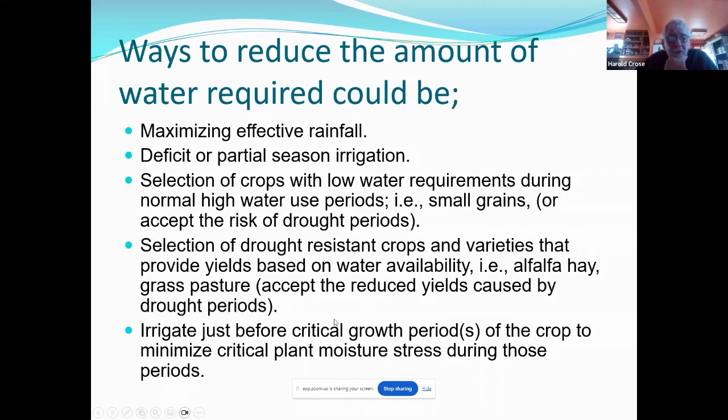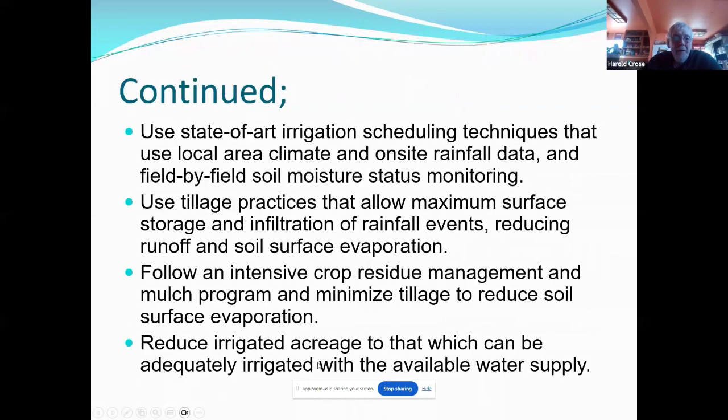Selection of drought resistant crops is something that could be used. Alfalfa hay is very, very forgiving. You might not reach that 7 tons you want for the year, but maybe 6 or something would be adequate if you're using less energy and inputs. Irrigation just before the critical growth period of the crop to minimize stress. We've talked enough about that already. Use of state-of-the-art irrigation scheduling techniques, and we're going to talk a little bit here in a minute about that.